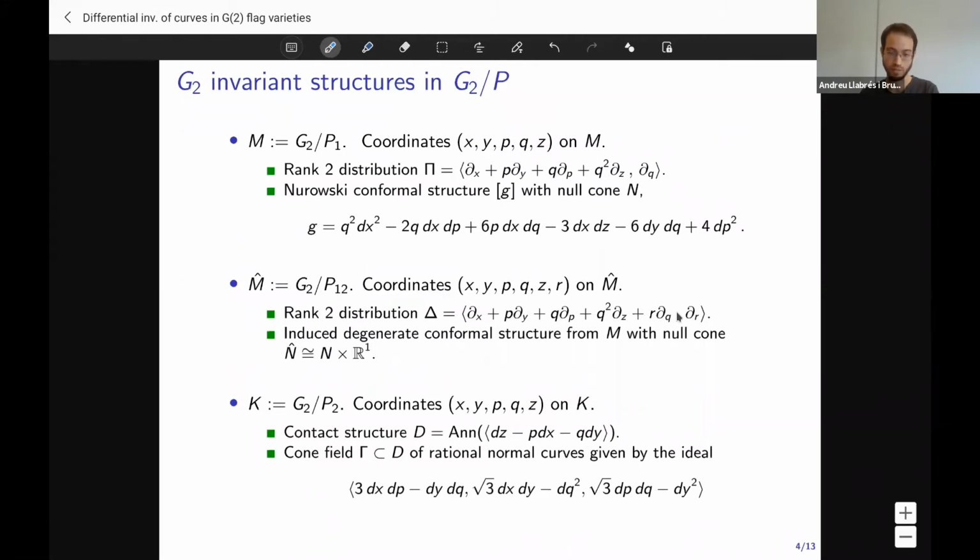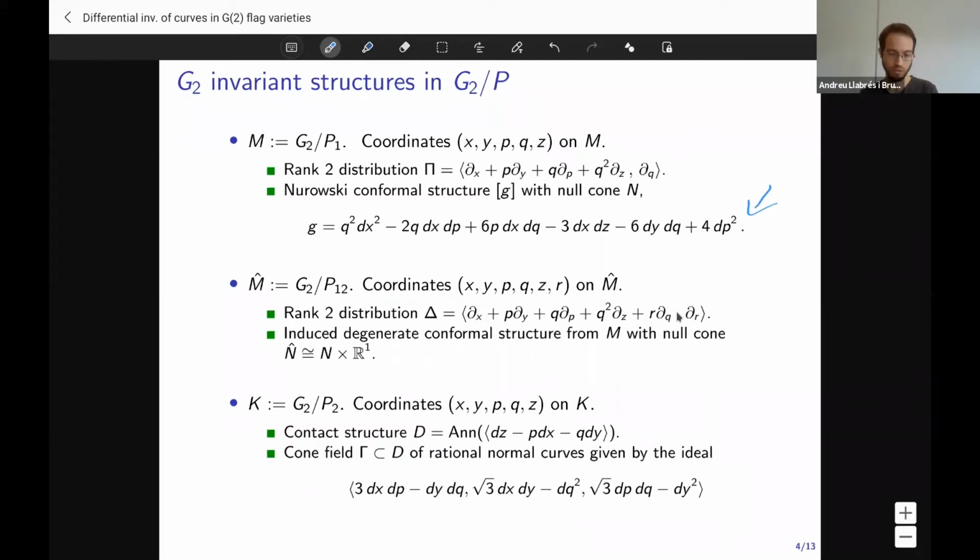So for each of these geometries, we have some invariant structure with respect to G2. For G2 mod P1, which will be denoted by M, we have a rank 2 distribution, pi, and as we said, it has growth vector 2, 3, 5. We also have a Nurowski conformal structure given by this representative, and this gives us the null cone that we will denote by N.